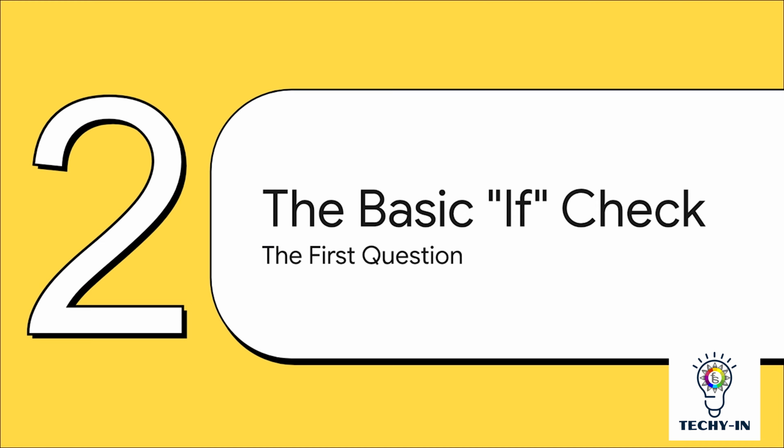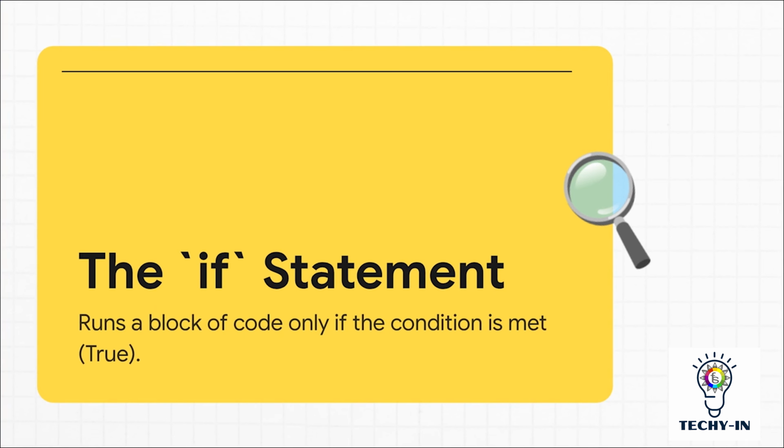You can think of this as the simplest possible gatekeeper for your code. The if statement is super straightforward. It's like a bouncer at a club. It checks a condition, like checking your ID, and if, and only if, that condition is true, it lets a specific piece of code run. If the condition is false, it just shrugs, skips that code, and moves right along.